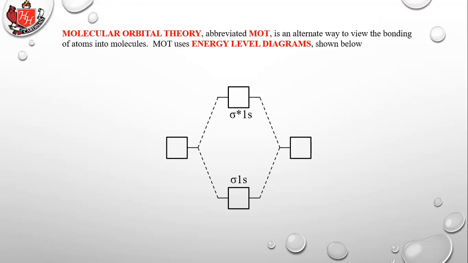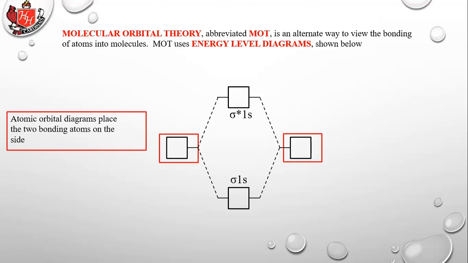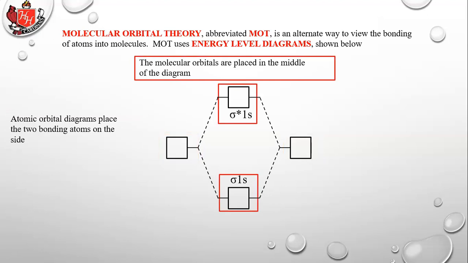So let's look at what we have here. In this diagram, you have two boxes off to the sides. These are atomic orbital diagrams, and that's where you place the electrons for the individual atoms. They go off to the side. Now, on top and bottom, you have the molecular orbitals. So the first ones were atomic. These are molecular. This is when they bond together to form molecules.